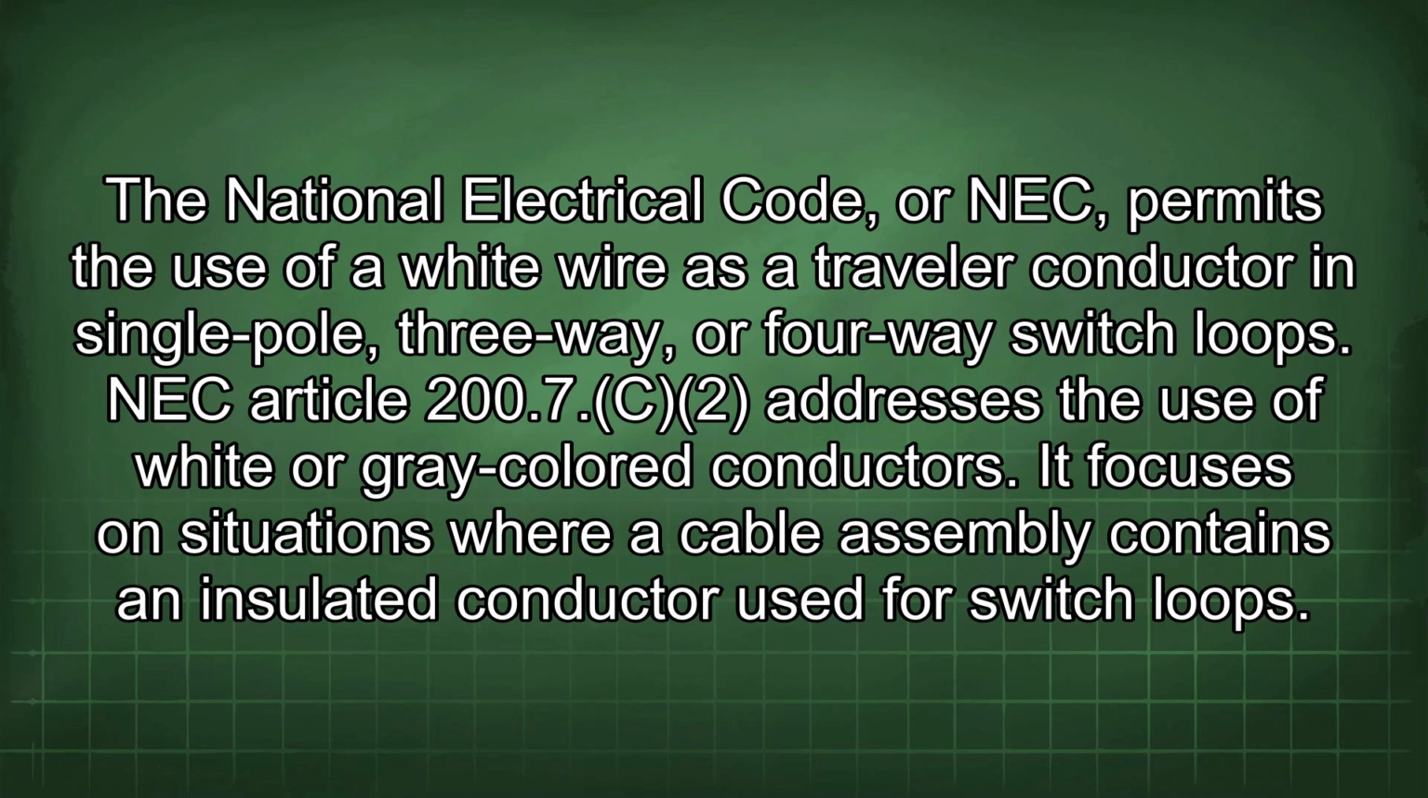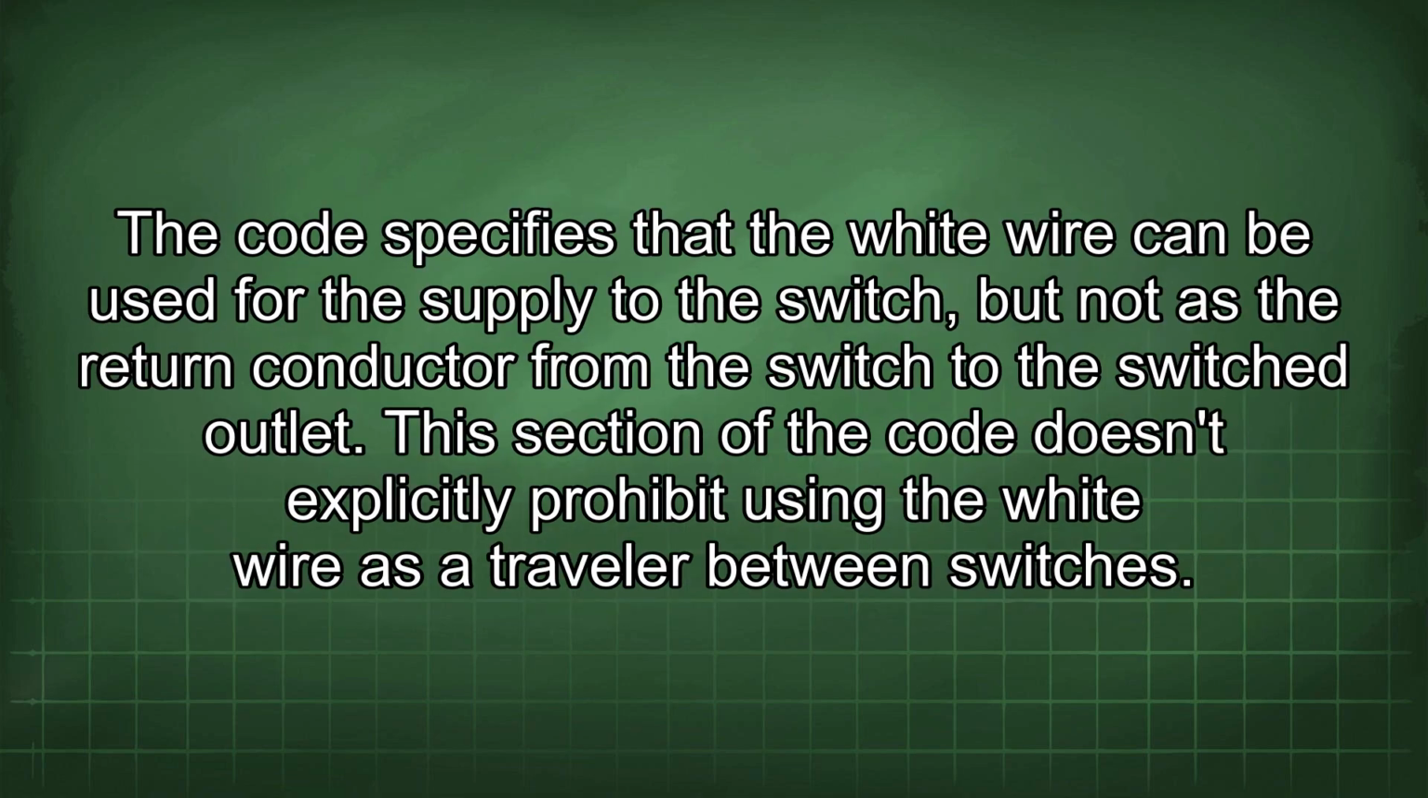The National Electrical Code, or NEC, permits the use of a white wire as a traveler conductor in single-pole, three-way, or four-way switch loops. NEC Article 200.7(C)(2) addresses the use of white or grey-colored conductors. It focuses on situations where a cable assembly contains an insulated conductor used for switch loops. The code specifies that the white wire can be used for the supply to the switch, but not as the return conductor from the switch to the switched outlet.